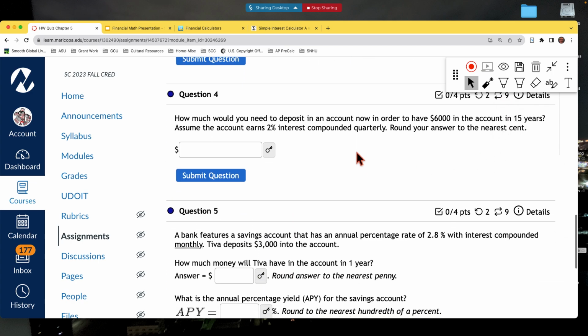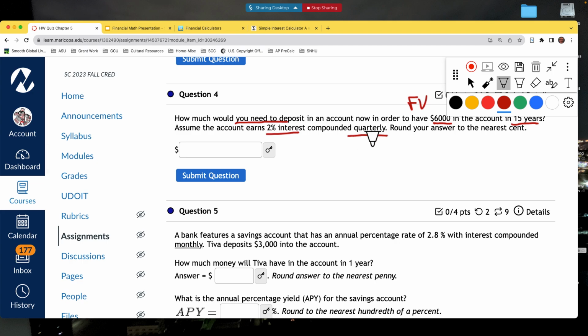Okay. How much would you need to deposit in an account now in order to have $6,000 in the account in 15 years? So this $6,000 is what kind of a value? That's going to be a future value. That's what's going to come back to us. What we're going to calculate is what we need to deposit now. And we're going to see that as we put this in, it'll be negative. We're told we've got 15 years, we get 2% interest, and it's compounded quarterly.